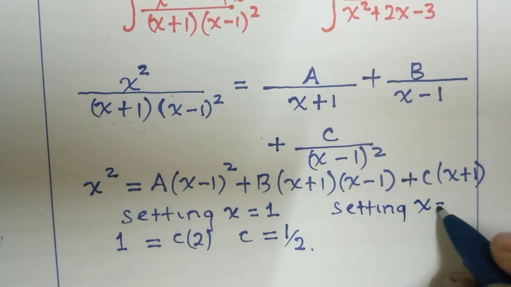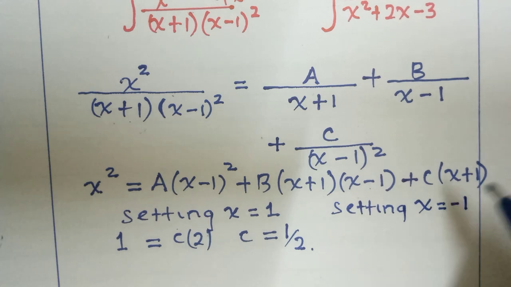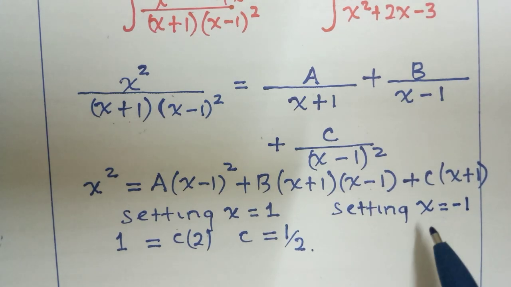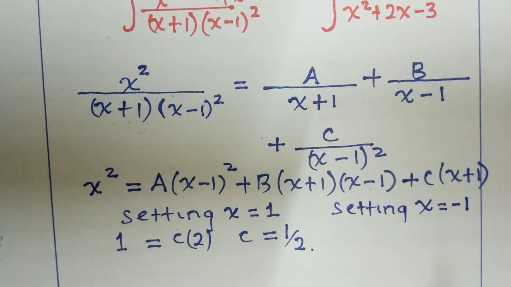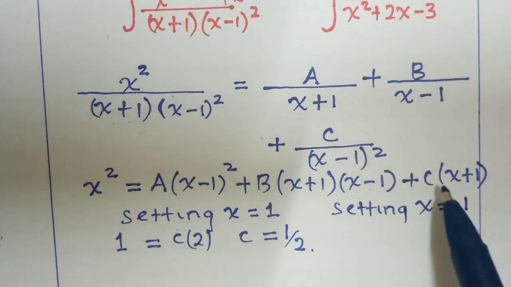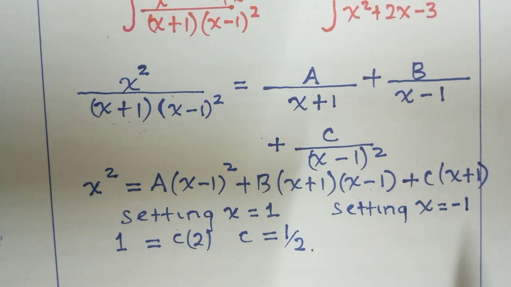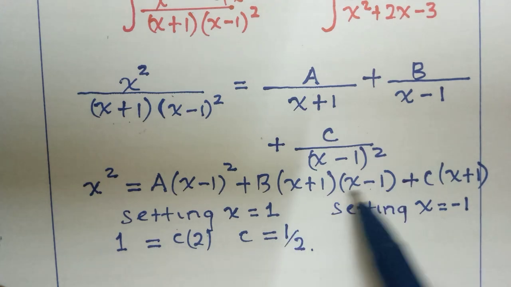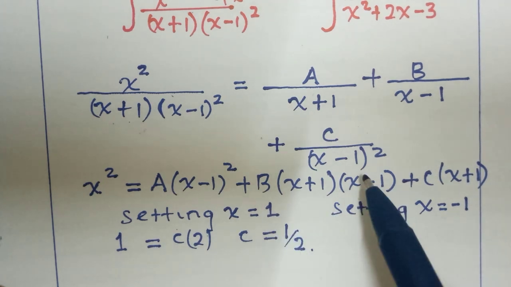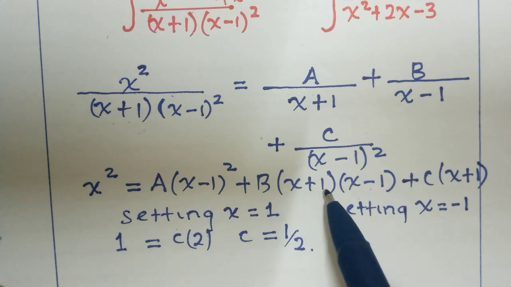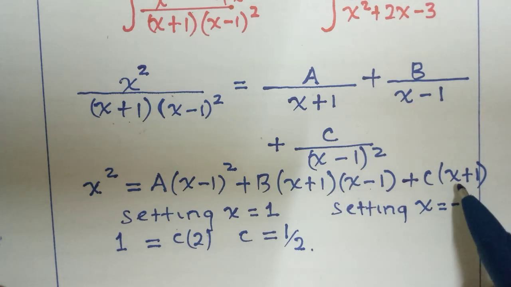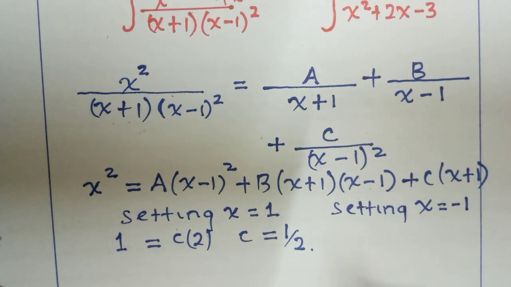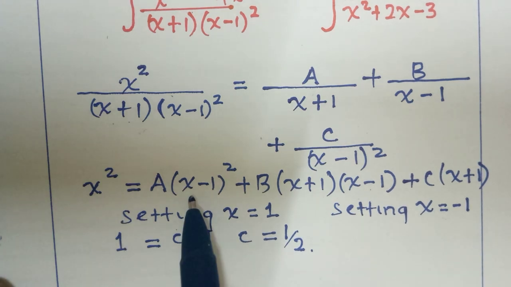x equals to -1. And the reason we do that, guys, is so that we can eliminate some of the constants and be left with only one constant, so that we are able to find what is the value of that constant. Guys, I will now come and put -1. If I put -1 here, this one, all of it will be 0, because -1 plus 1 is 0. If I put -1, all of this will be 0. So we are only left with this term and this term.